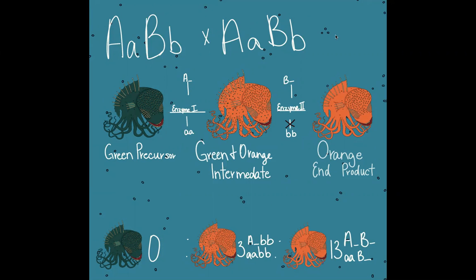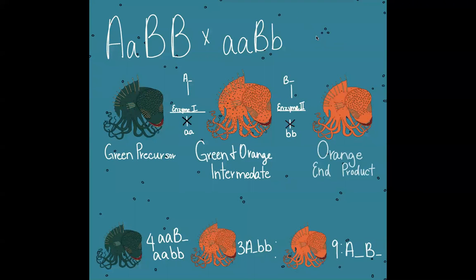Lastly, we are going to look at a pathway with a cross of big A, big B times little a, big B, little b. And now any genotype that has little a cannot pass through to the intermediate. So this would give us a ratio of 9 to 3 to 4, which is single recessive epistasis.